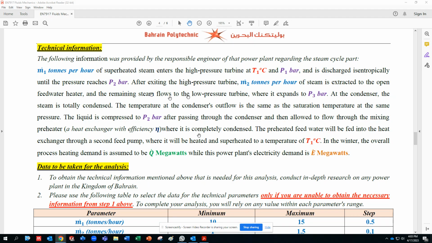If you don't have a chance to visit any company, you will do an online, in-depth, extensive research on any power plant. You can Google it, you can do whatever you want. You can get the data that is required for the power plant either from visiting the power plant or by doing online research. With that data, you can go ahead with the analysis.